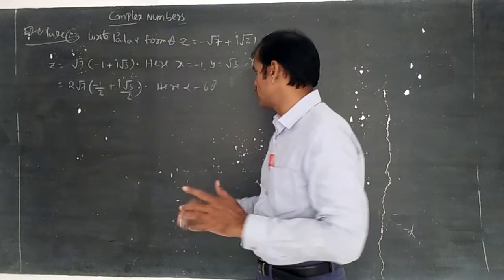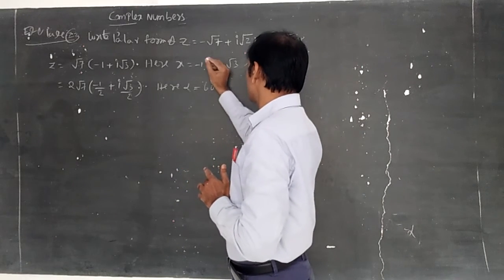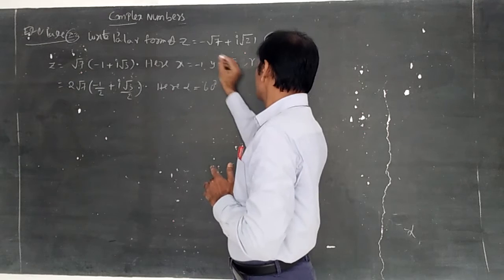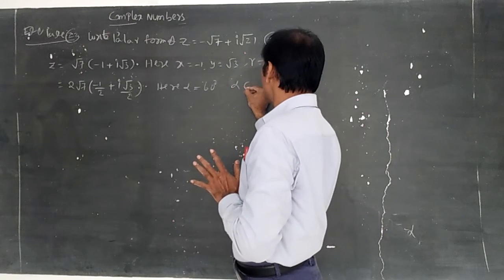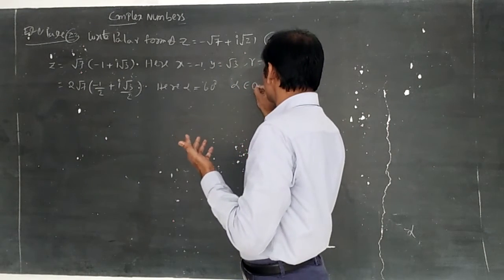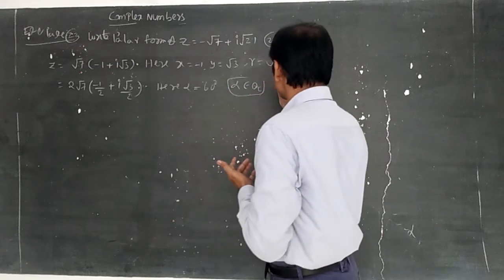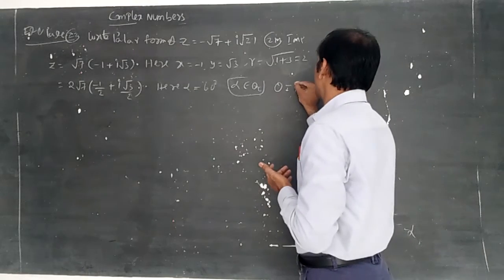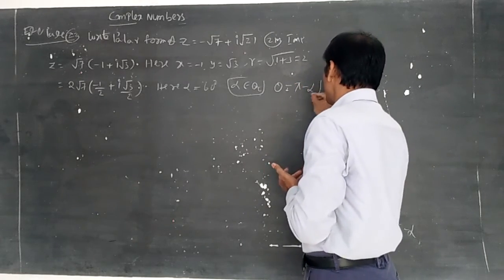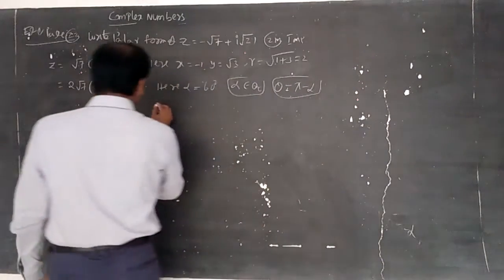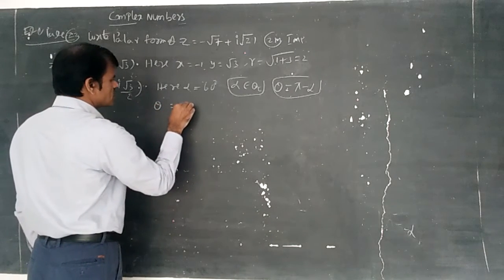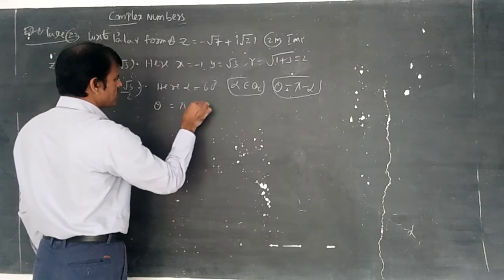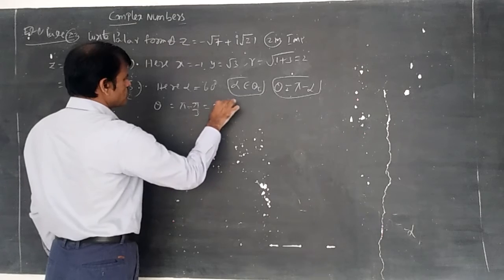It is in the second quadrant. Alpha is 60, so here you can understand that alpha belongs to Q2. Now write the formula: whenever it is in Q2, theta is equal to pi minus alpha. So theta is equal to pi minus pi by 3, that is equal to 2 pi by 3.